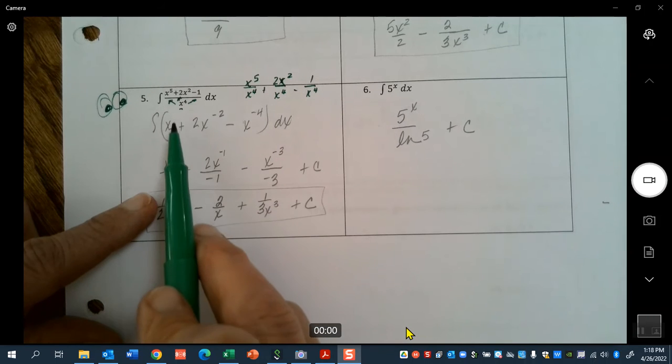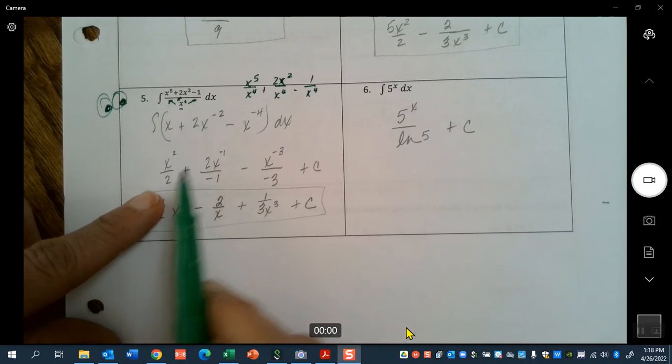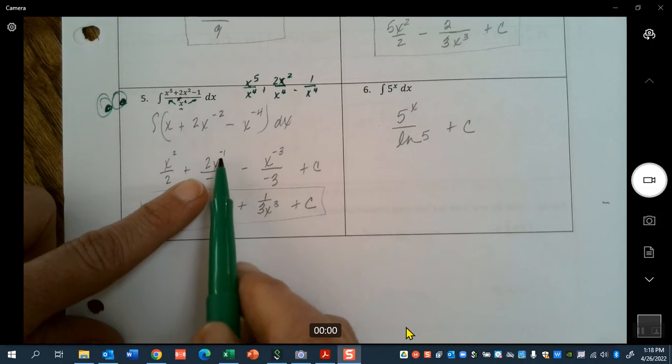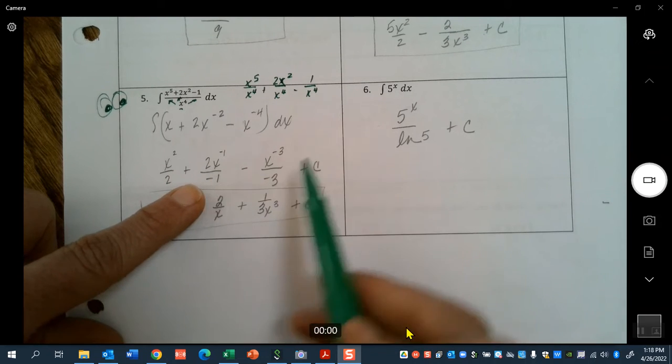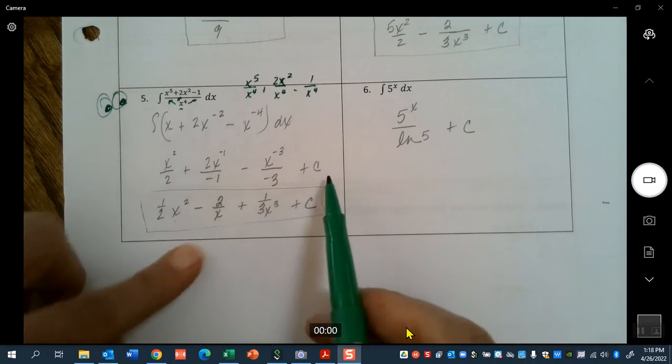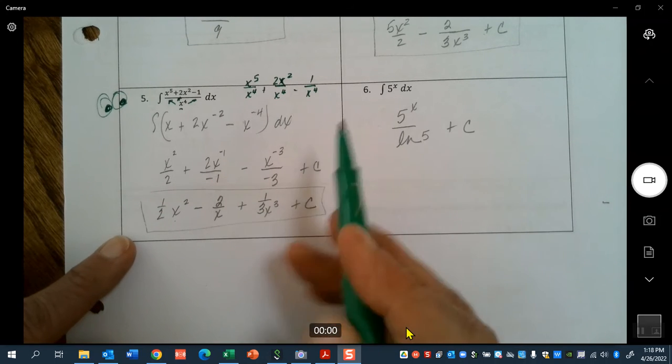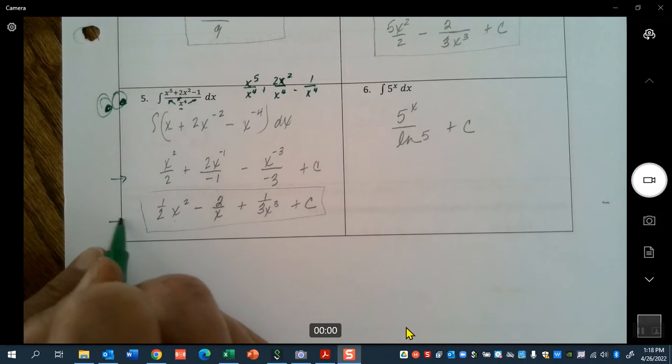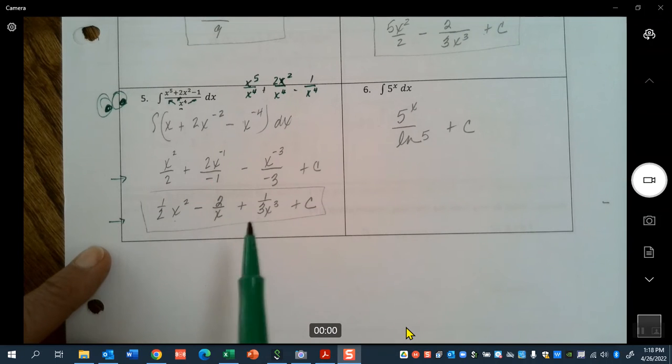Then, of course, we add 1, divide by the new exponent, add 1, divide by the new exponent, add 1, divide by the new exponent. Don't forget your plus c. Whether you leave it in this form or this form, it's fine. Sometimes it's easier to pull the fractions out and return negative exponents to the denominator.